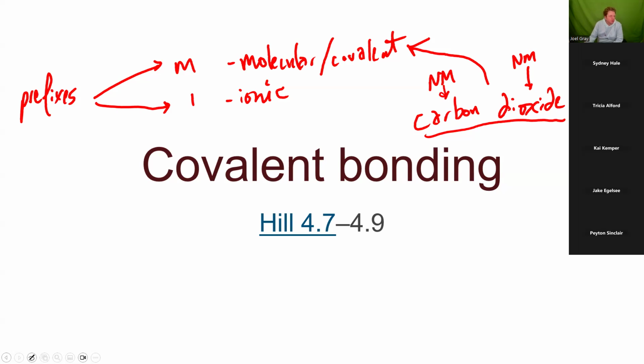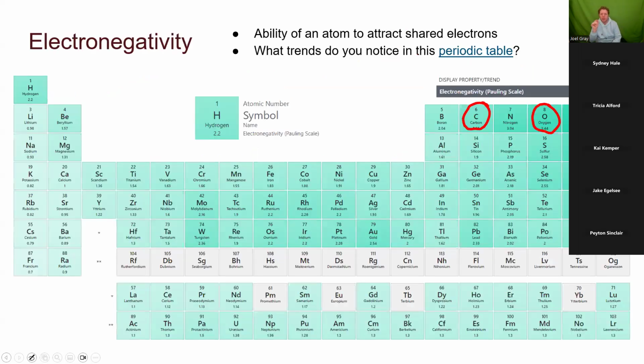Now what we're going to do is go deeper into those covalent or molecular compounds. And I want you to be comfortable using these two terms, molecular or covalent, interchangeably. So here we have a periodic table, and this is a good example of a periodic table that I will not be using on your exam.